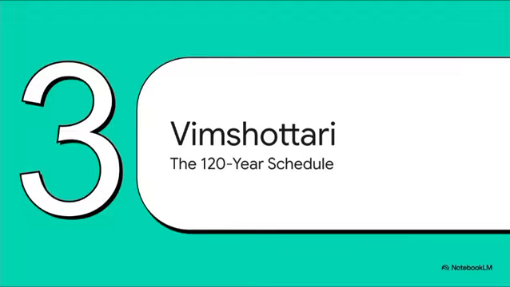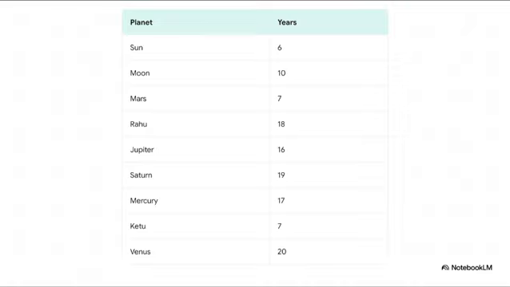All right, on to Section 3, the 120-year schedule, Vimshottari. So how exactly are those 120 years mathematically divided? Well, just take a look at this. Notice how uneven the distribution is in the master schedule? The Sun is allotted a mere 6 years of influence, while Venus gets a massive 20-year block. Saturn gets 19, Rahu gets 18.